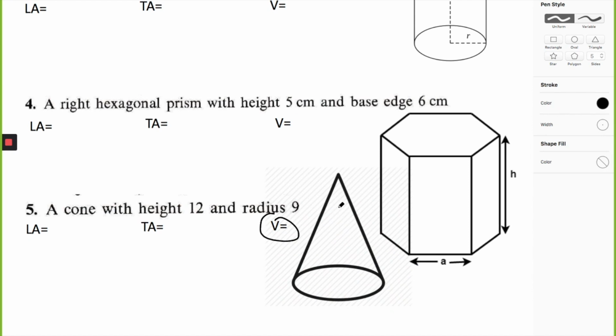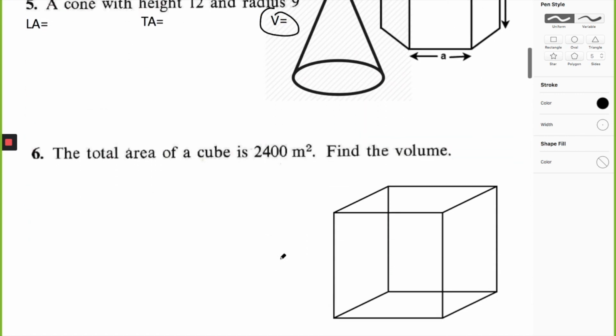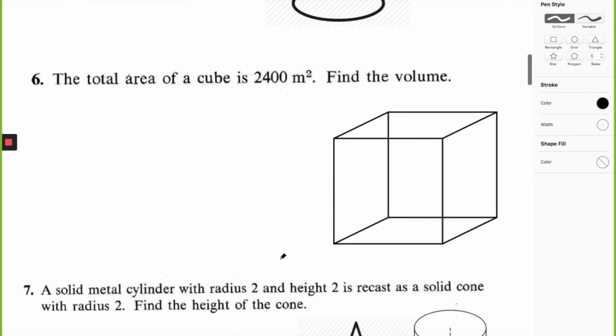1/3 base area times height. So that was a mistake. So this I think should have been 324 pi. Anyways, I didn't include number 6 and number 7 in there because I misinterpreted these problems the first time through, and I made a silly mistake on number 7.